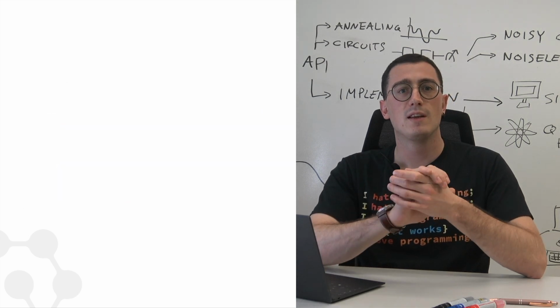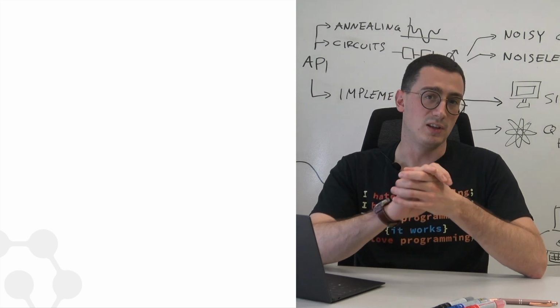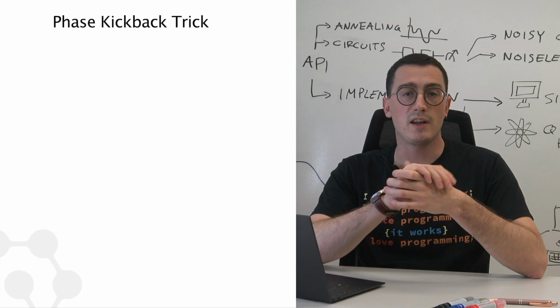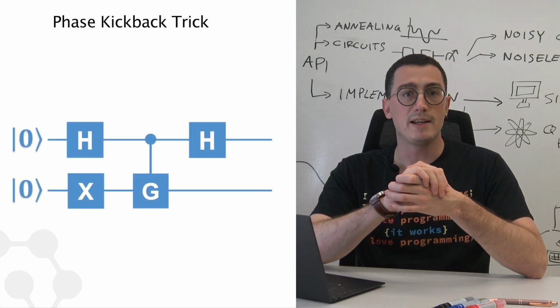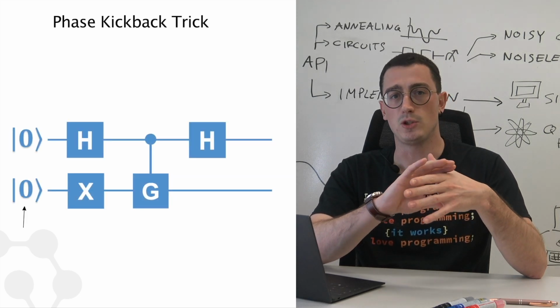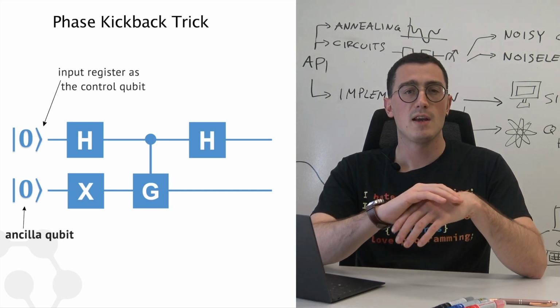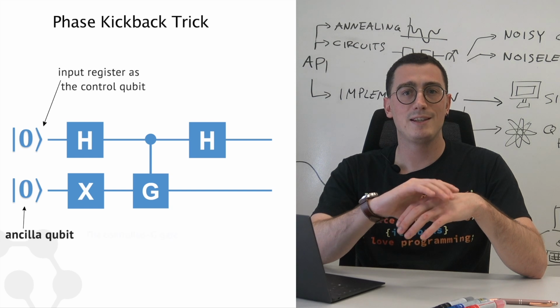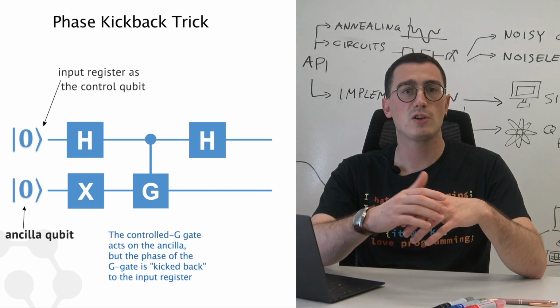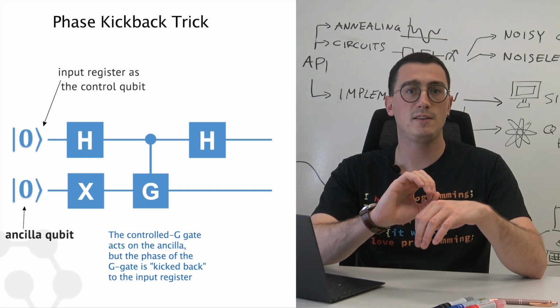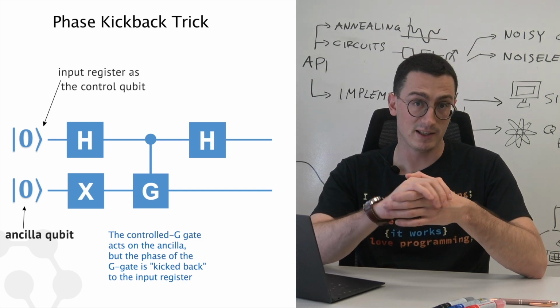Okay, now let me introduce you to the practical example, the phase kickback, which is a very simple algorithm in which we apply an operation on an ancillary qubit using the input register as control. As you will see, this operation will incredibly modify the state of the control qubit itself, leaving the ancilla untouched. This is the reason for which it's called kickback.